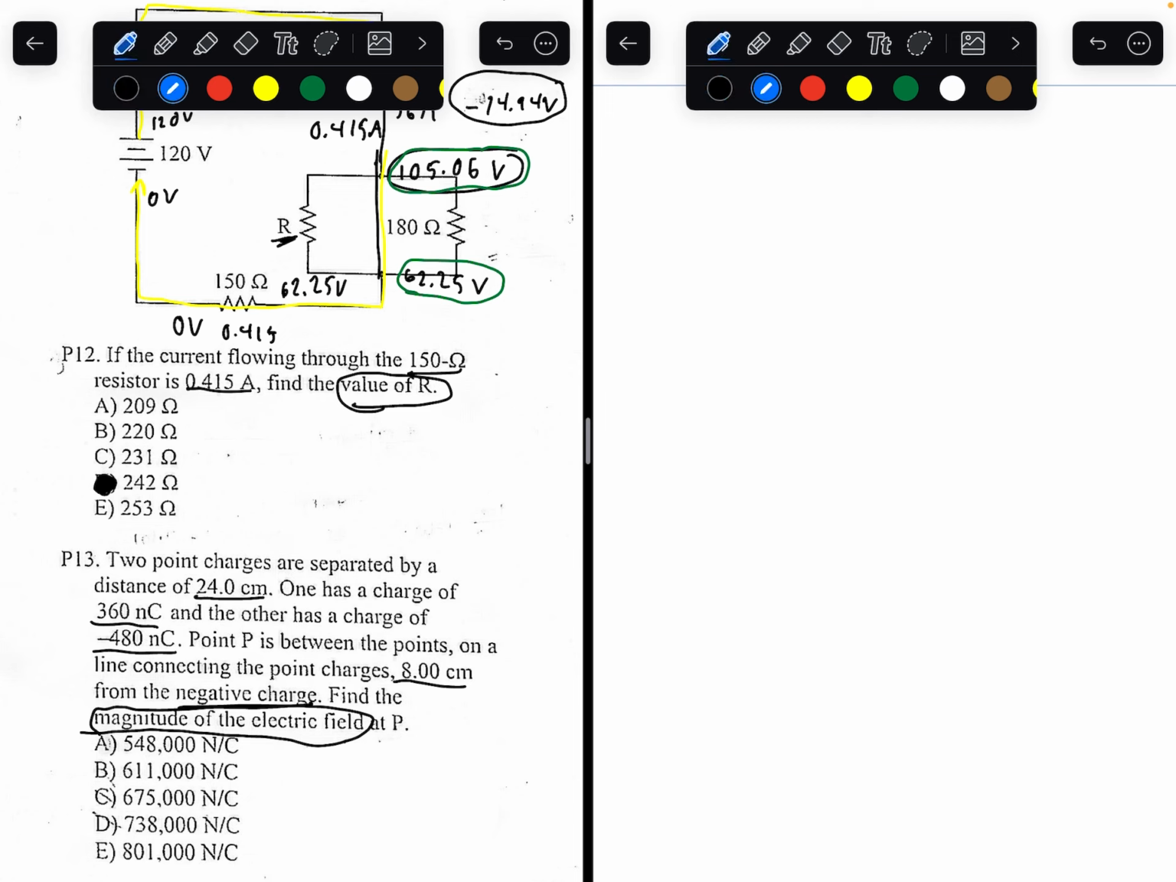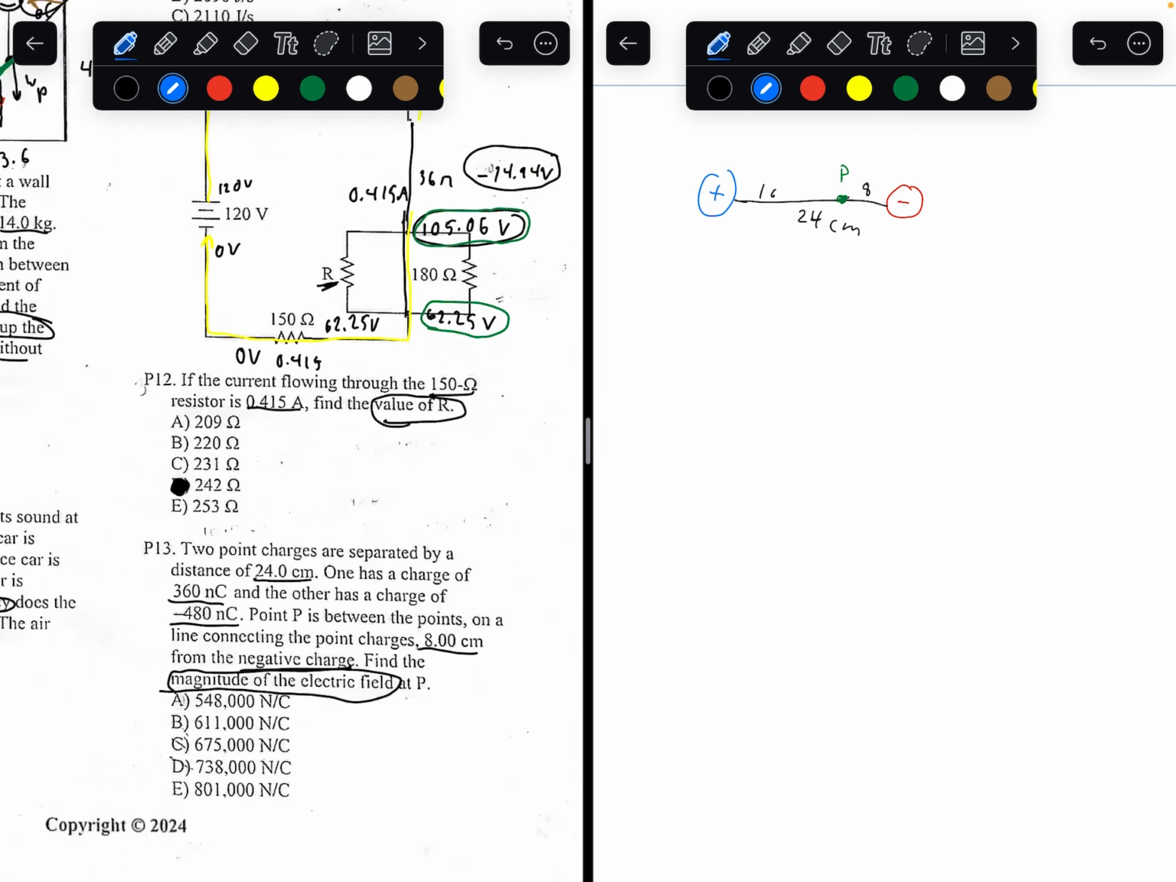So let's draw the situation out. So we have one point charge with the positive charge. You have a charge with a negative charge, and they're separated by a distance of 24 centimeters. And 8 centimeters from the negative charge, you have point P. Drawing green right here, point P. So point P has electric fields on it. We want to find the net electric field.